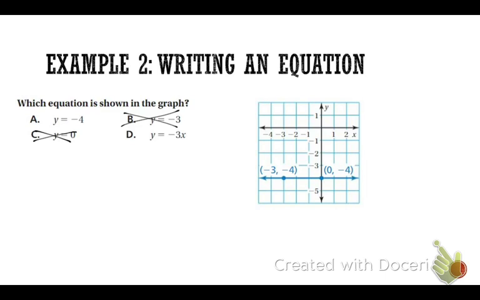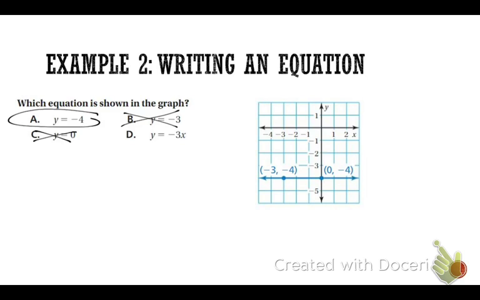Does anybody know what the answer is? Kayla? A. The answer is A. Why? Because the point's on -4. Very good. Because the point is on -4 and my line is going through a y value of -4. I know that's kind of sloppy, but do you see? The y is going through a value of -4, so that is the correct choice. Good job, guys. Good job.